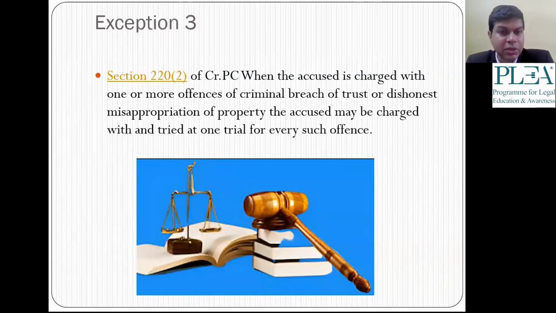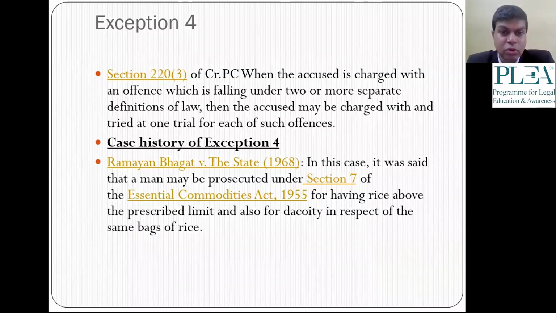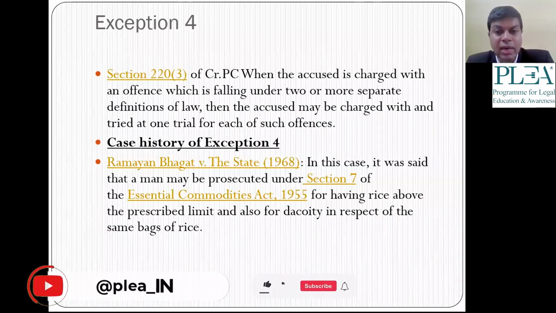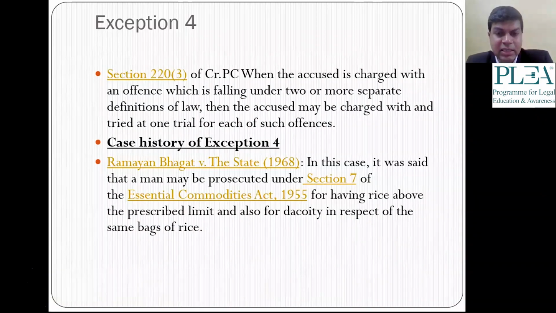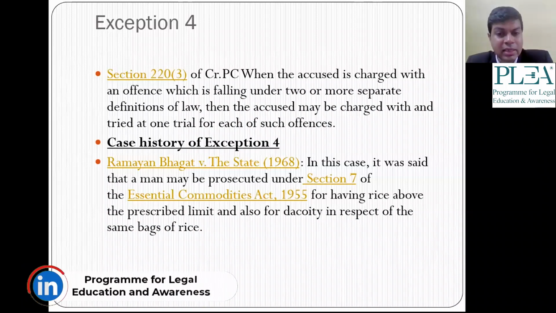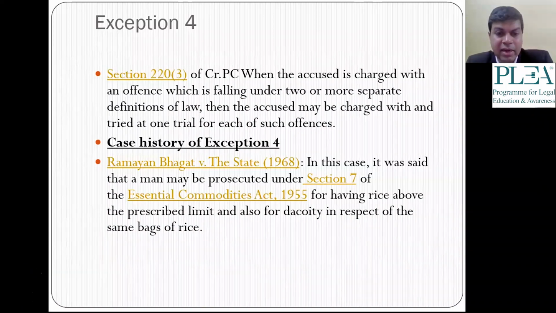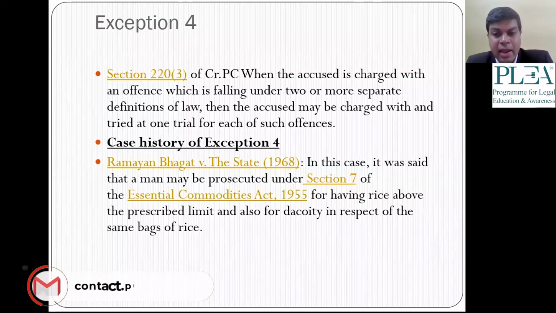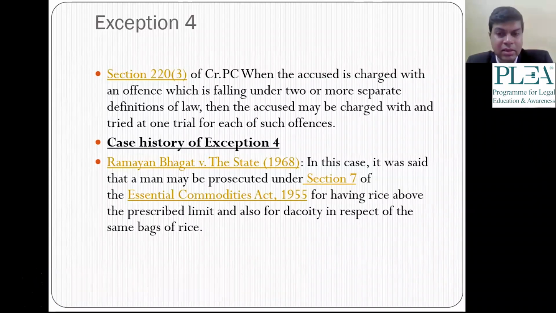Now we are moving to exception 4. Section 220 subsection 3 of the CrPC states that when the accused is charged with an offence which falls under two or more separate definitions of law, then the accused may be charged with and tried at one trial for each of such offences. There is one case history, Ramayan Bhagat versus the State 1968. In this case, it was said that a man may be prosecuted under section 7 of the Essential Commodities Act 1955 for having a rise above the prescribed limit, and also for dacoity in respect of the same bags of rice.